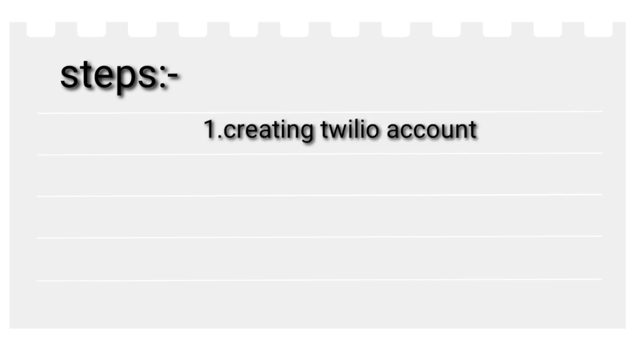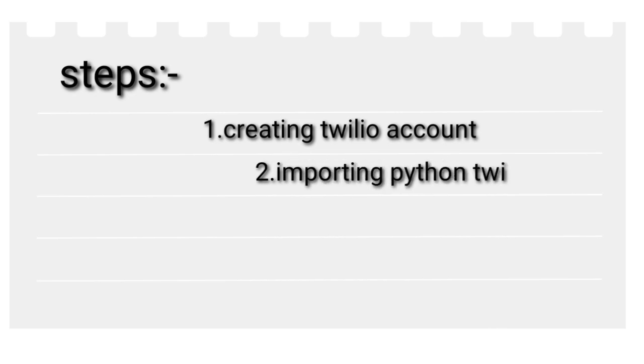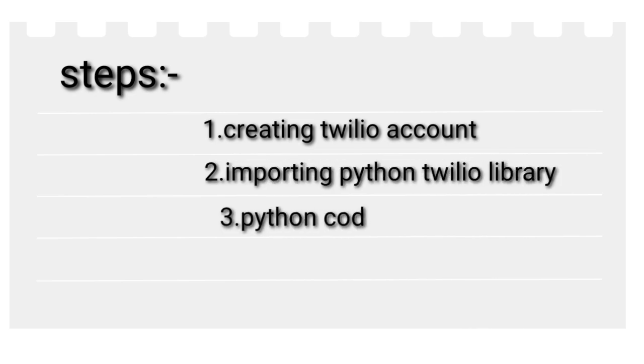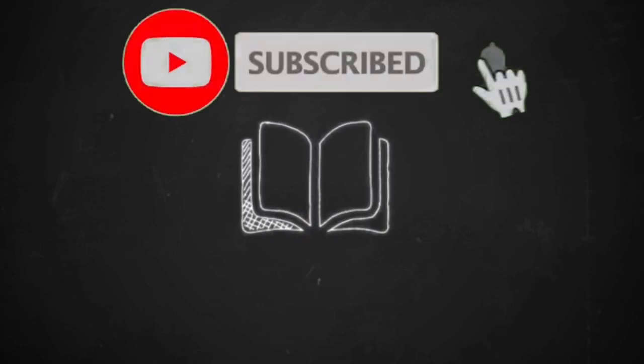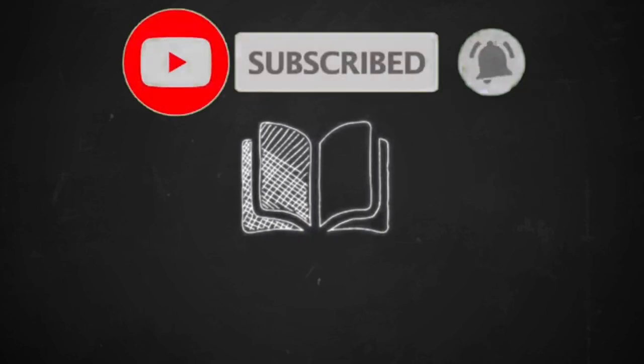So we are going to complete this project with three simple steps. The first one is creating a Twilio account. The second one is importing the Python Twilio library, and the third one is writing a code to make a call in Python language. So let's go with the first step, creating a Twilio account.